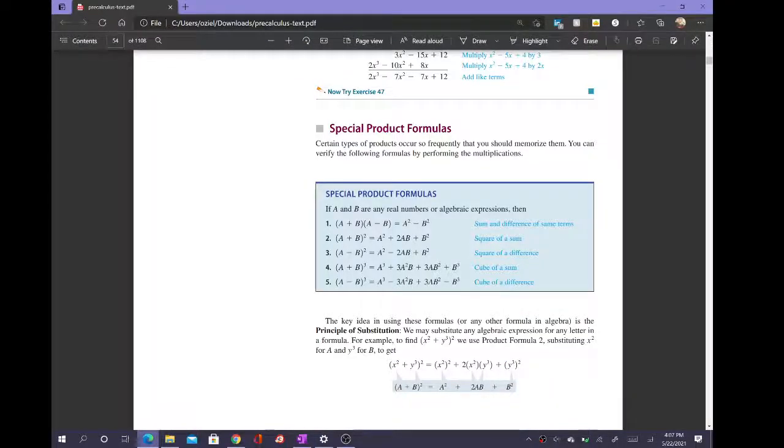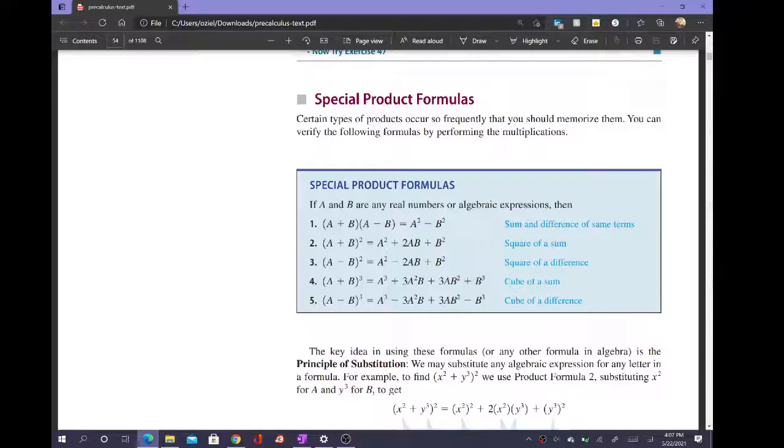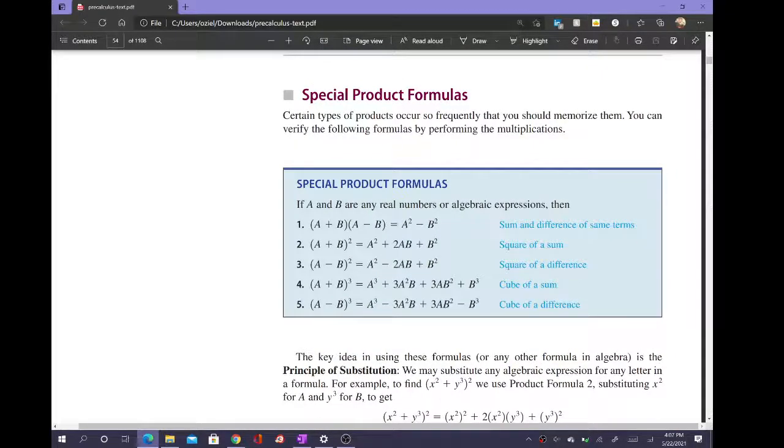Okay, so these are some special product formulas. This is the sum and difference formula, which we've learned before. A plus b times a minus b is a squared minus b squared. And then it says a plus b quantity squared is a squared plus 2ab plus b squared. So the first one is sum and difference of same terms. So this is a sum and difference pattern.